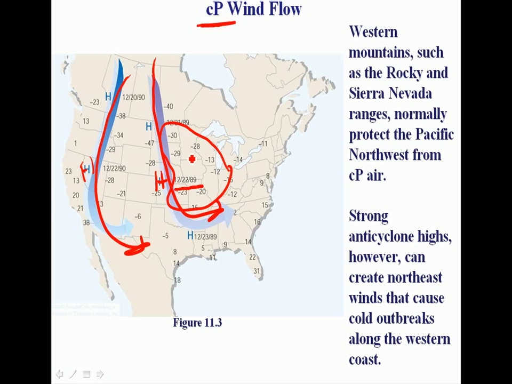-30, -29, Minneapolis, St. Paul, -28, Kansas City, -23. Down in my neck of the woods in Louisiana, 5 degrees above zero. That's very cold air. Very rarely will this type of continental polar air mass make it into California because you have a mountain range here, the Sierra Nevadas, that tend to block the transport of continental polar air into the west coast, although sometimes it can leak over into that area.